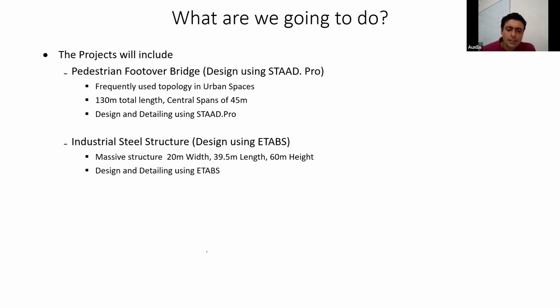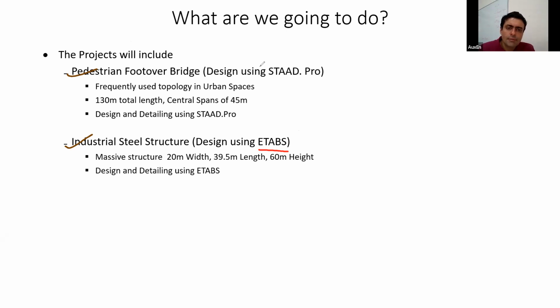Then the next project that we will be doing would be an industrial steel structure. This we will be doing using the ETABS software. Many people have this myth, this notion, that ETABS is not good for steel structure design. So we will be addressing that issue by doing one big project in ETABS. All right, it would be a big project.